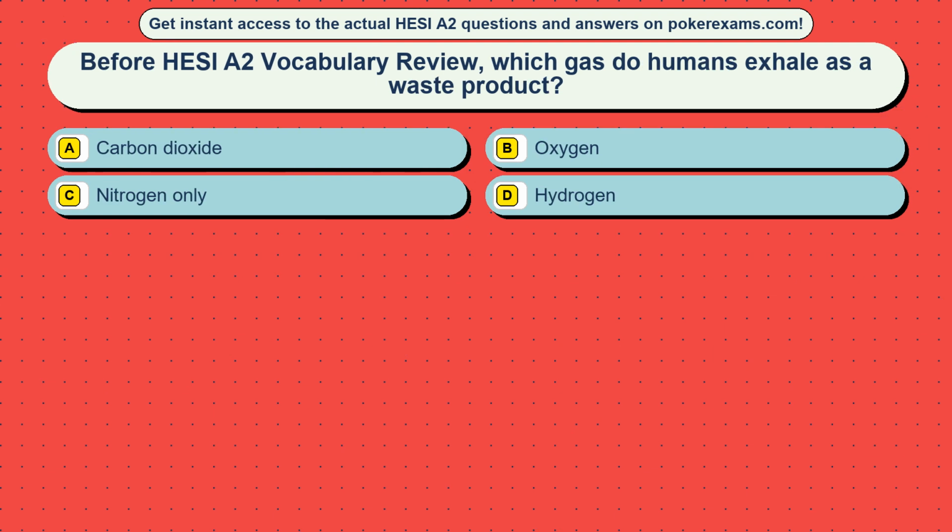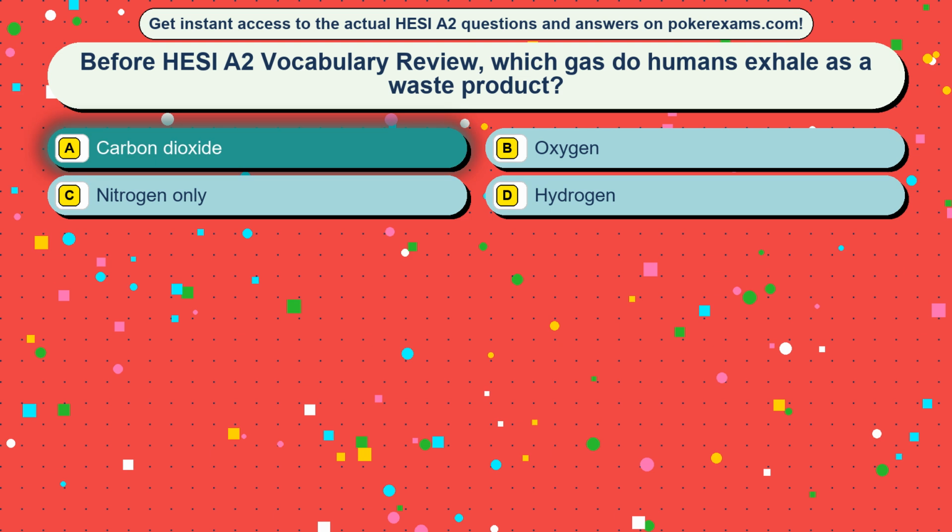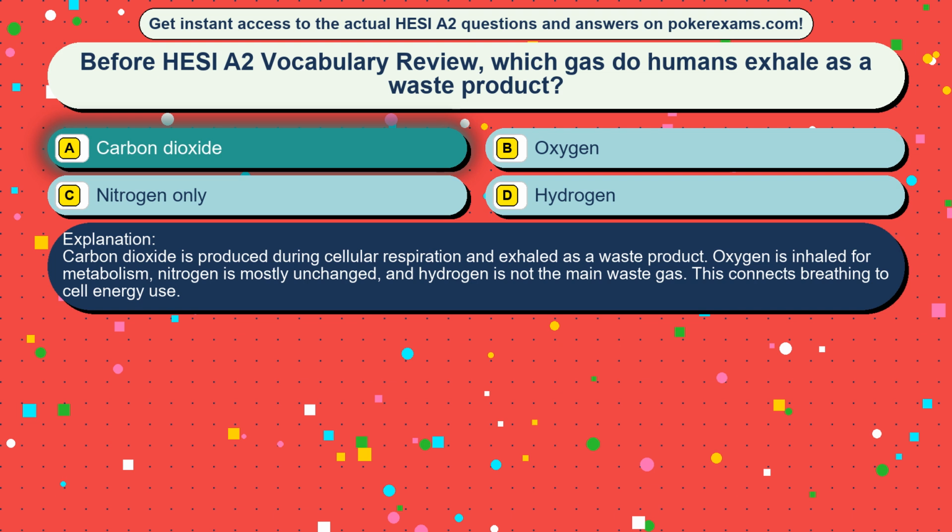Question 45. Before HESI A2 vocabulary review, which gas do humans exhale as a waste product? Option A, carbon dioxide. Option B, oxygen. Option C, nitrogen only. Option D, hydrogen. The correct answer is option A, carbon dioxide. Carbon dioxide is produced during cellular respiration and exhaled as a waste product. Oxygen is inhaled for metabolism, nitrogen is mostly unchanged, and hydrogen is not the main waste gas. This connects breathing to cell energy use.